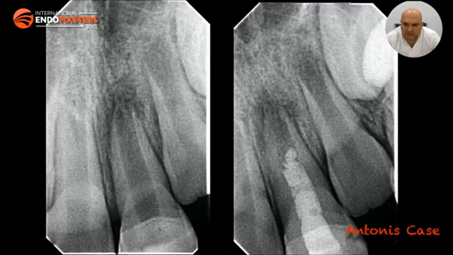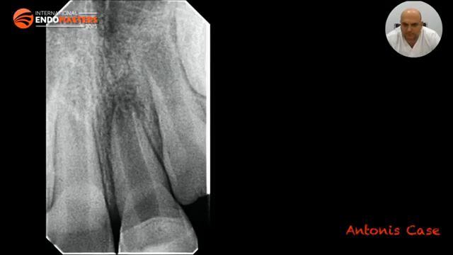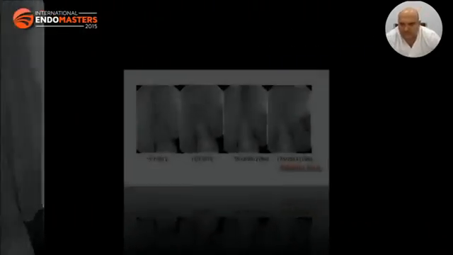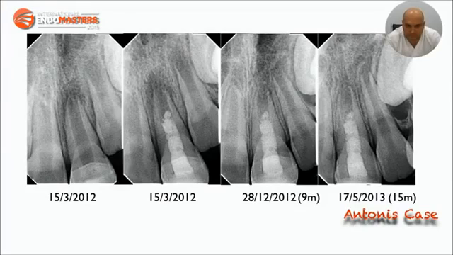This is the comparative radiographic image, preoperative and postoperative radiographs, and this is the follow-up evaluation of Antonis' case. 9 months later, periapical lesion seems to be healed, but even 15 months later, although the periapical lesion is completely healed, I cannot identify any signs of continuous root development and dentin wall thickening. But the tooth is asymptomatic and the periapical lesion is healed.